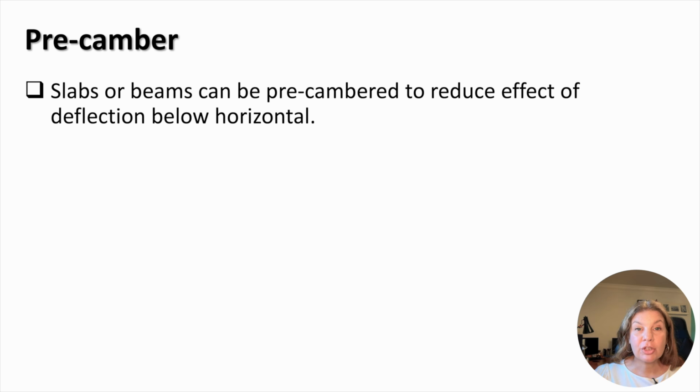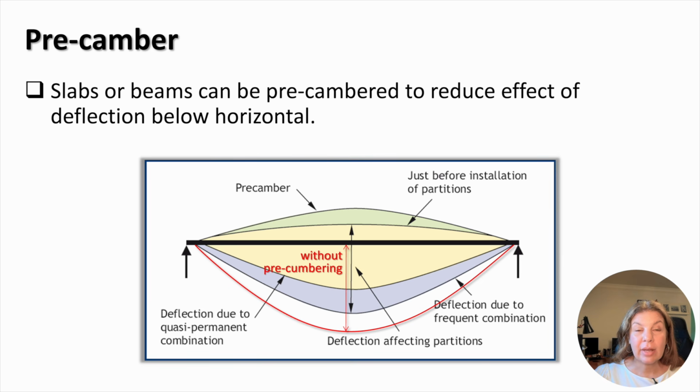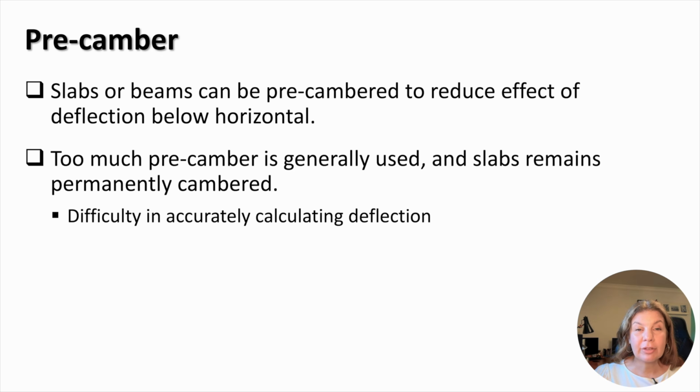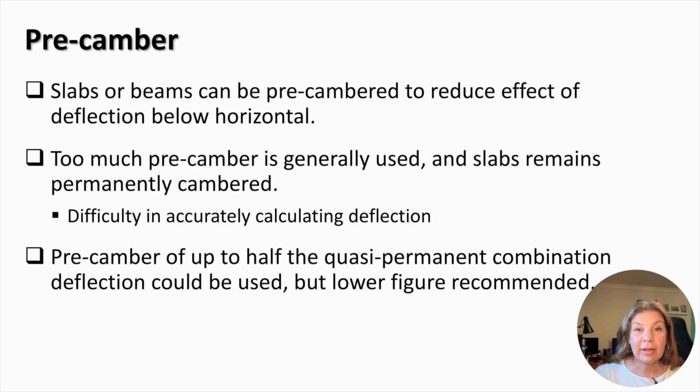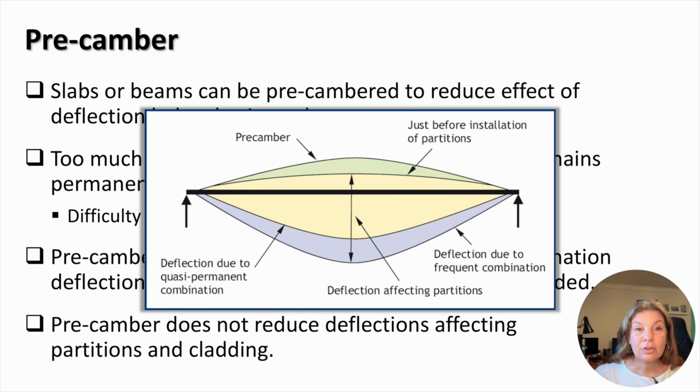The effect of deflection on the shape of slabs and beams can be reduced by precambering. In this figure, you can see that precambering offsets the level from which deflection develops, and this results in a smaller deflection. Since it is difficult to calculate deflection accurately, too much precamber is often used. This has a negative effect, especially for slabs because they remain permanently cambered. To prevent this effect, precamber should not be larger than half the quasi-permanent combination deflection, but lower values are recommended. It should, however, be remembered that precambering does not reduce the deflections affecting partitions and cladding.